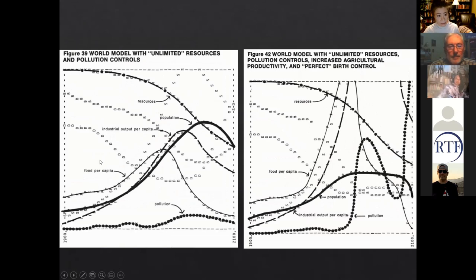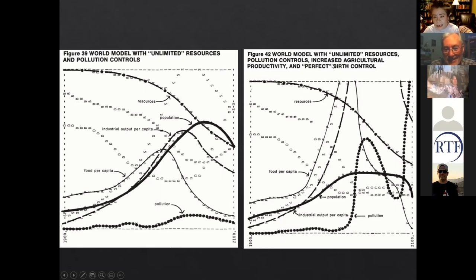I don't even understand how that works. If we have unlimited resources, well, we'll be killed. If we have unlimited resources with pollution controls, we're still going to have a problem, because we'll have to cap our industry, right? Because if we control the pollution, we have to cap our industry, and then we can't support our population past a certain amount. If you look to the right, with unlimited resources, population control, increased agricultural productivity, and perfect birth control, we will still die horrible deaths because of pollution, it seems.